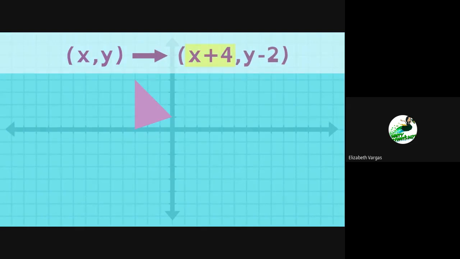If we move +4 on the x-axis, then we know to move the shape 4 to the right. And if we use -2 on the y-axis, then we know to move the shape 2 down on the coordinate plane. Now we know which direction to slide the shape.